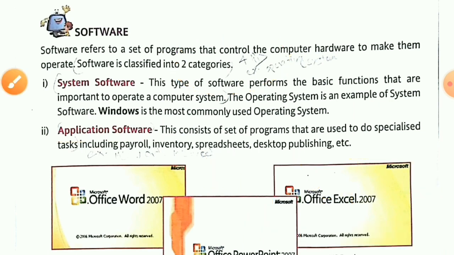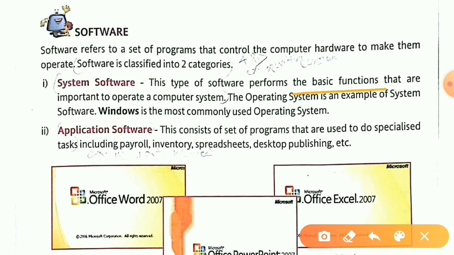Now see the definition. System software: this type of software performs basic functions that are important to operate a computer system. The operating system is an example of computer system software. Windows is the most commonly used operating system. Now the second one, application software: this consists of a set of programs that are used for specialized tasks including payroll, inventory, spreadsheet, desktop publishing, etc.